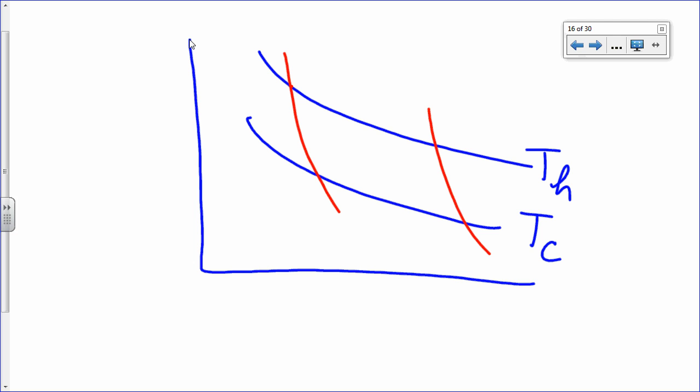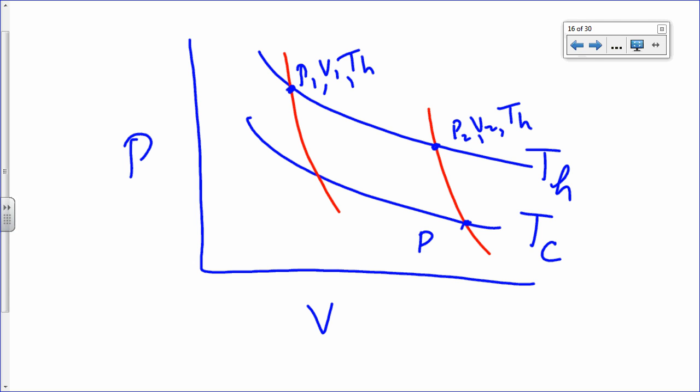So this is pressure, volume. So this one is P1, V1, T hot, and that point right there is P2, V2, T hot, and that point right there is P3, V3, T cold, and this point over here is P4, V4, T cold, right?